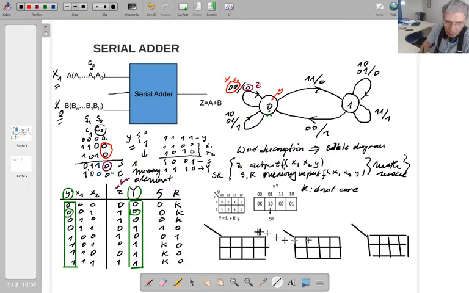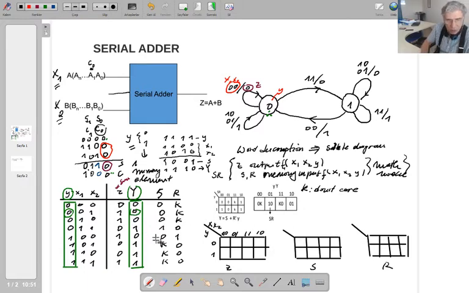So put this, and this. So inputs are going to be, now this is independent variables, x1 and x2, and that's small y. 0, 1, 0, 0, 0, 1, 1, 1, 1, 0. So this is Z function, this is S function and this is R function. So that means I'm going to transfer these three functions to the Karnaugh maps.